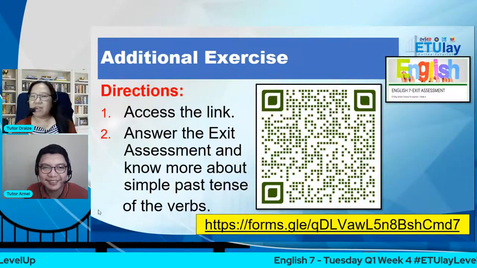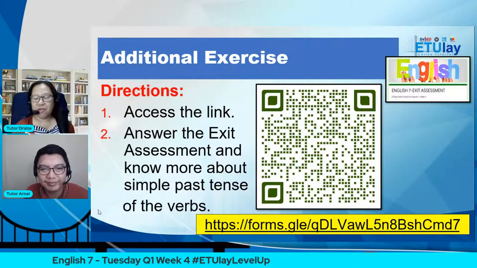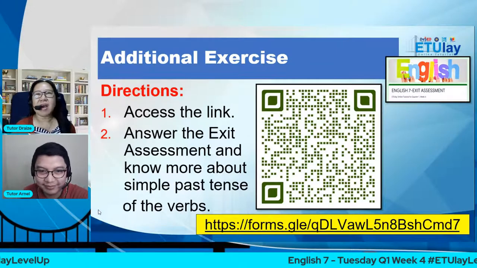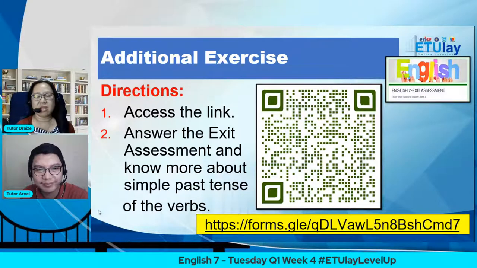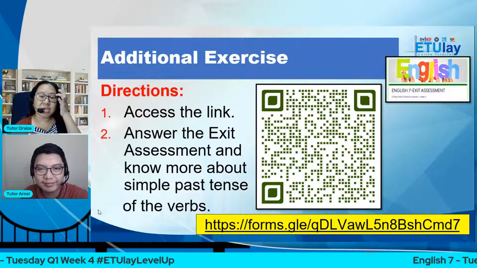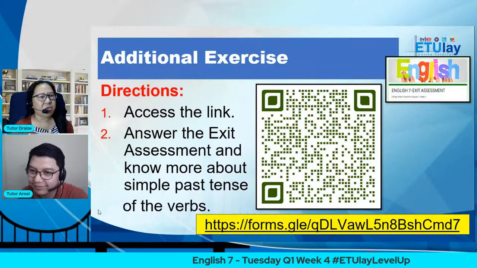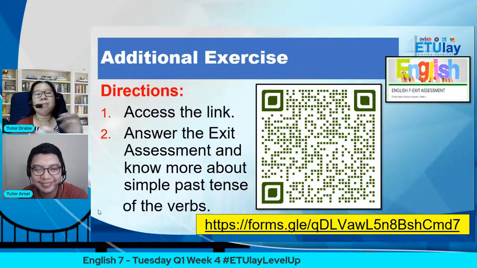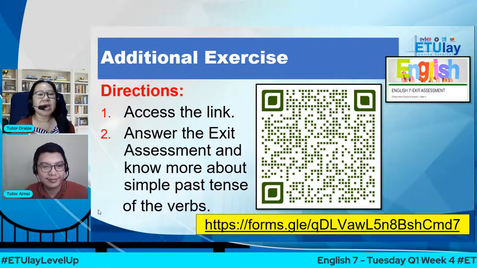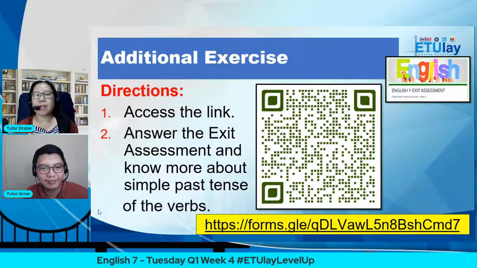So as for our additional exercise, now this is a voluntary work, of course. If you would like to improve yourselves more, the additional exercise will do. This will actually make you learn more about the past tense of the verb. It's a 5-item quiz. All you need to do is access the link, or you may scan the QR code there. It's easier to scan the QR code, right? Instead of remembering or typing the code, you just have to do something like this. So you're going to answer the exit assessment and you will know more about simple past tense of the verb.